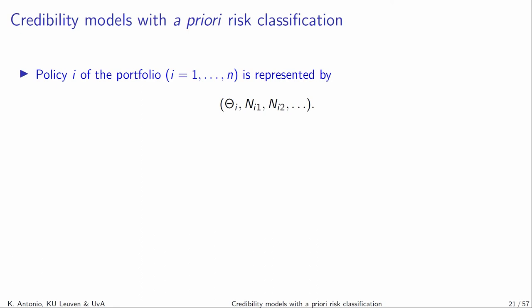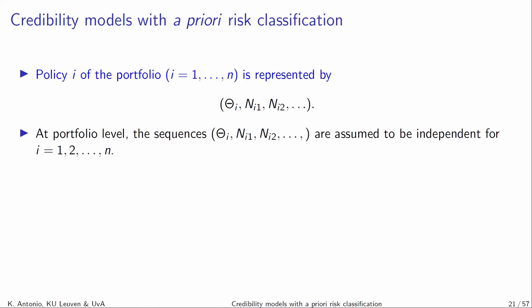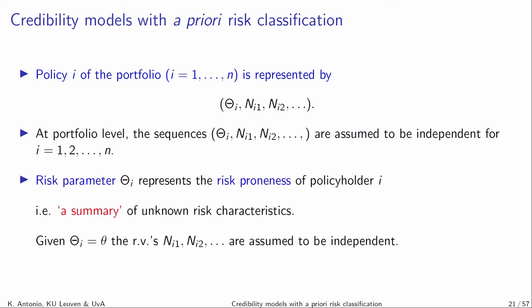So here is my policy i within a portfolio. I'll have my N's, in this case claim frequency random variables over time. On top of that, I allocate a random variable, a risk parameter theta_i, to this contract i. So Arne gets his risk parameter, Bruno gets one, et cetera. At the portfolio level, these sequences are assumed to be independent across the different i's. And this risk parameter represents the risk proneness of policyholder i.